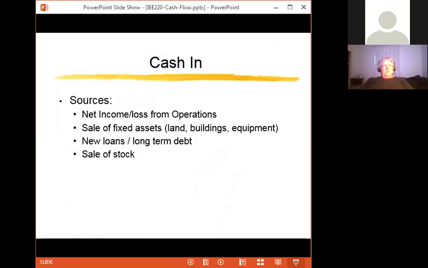So once again, sources of cash that are coming into your system: net income or loss from operations. So if you're in production, that's you're selling goods, you're taking away the cost of goods sold, taking away the selling general administrative, all those items on an income statement. And whatever that bottom line is, whatever your net income or loss is, that ends up being money coming in or not to your cash flow equation.